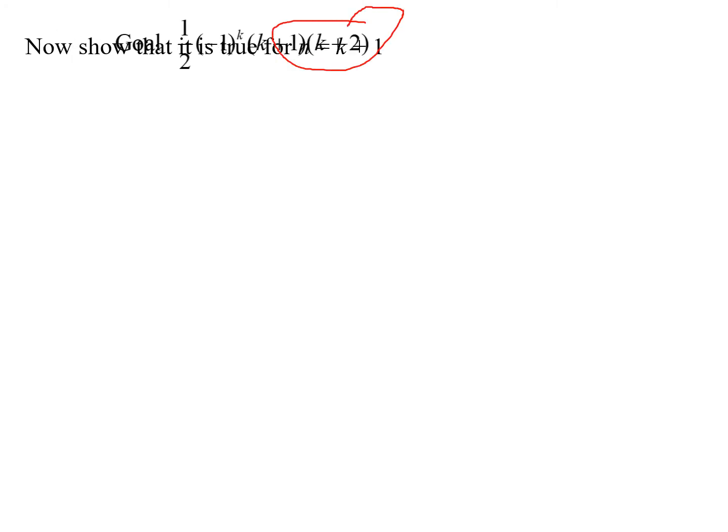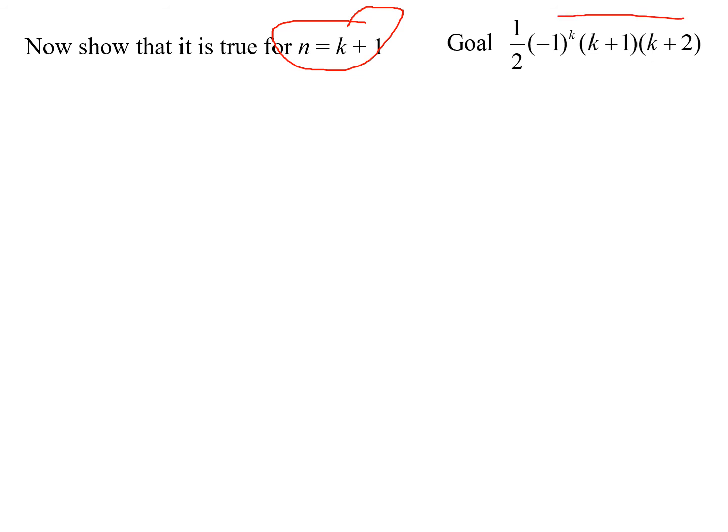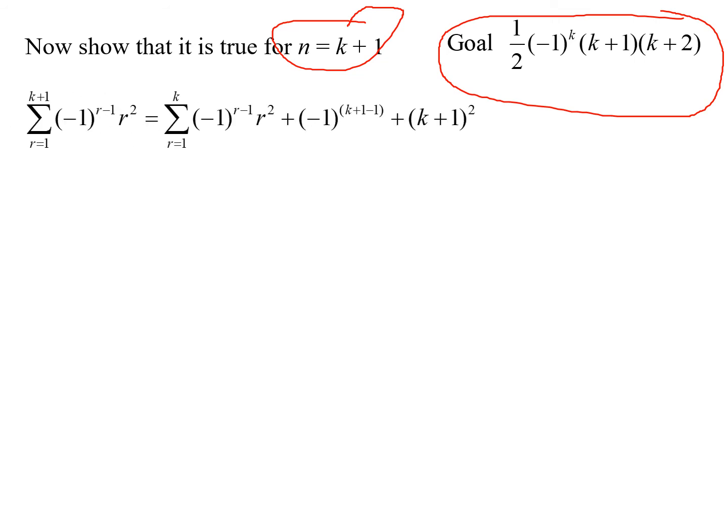So this is the third step. For k plus 1, you have to set your goal. In order to set the goal, you substitute n as k plus 1, and this will be your goal. So at the end, you need to achieve this goal. If you manage to achieve this goal for n equals k plus 1, it means the particular function is true by induction. In this case, you need to find the sum of k plus 1.